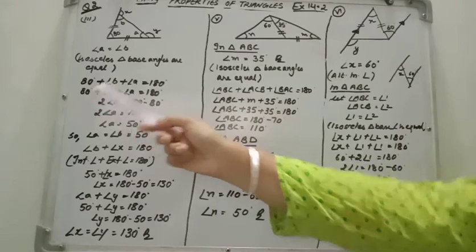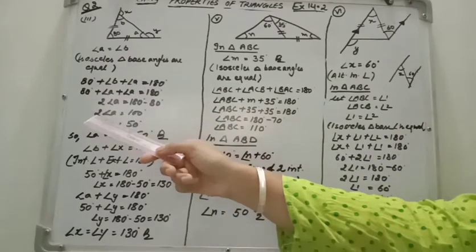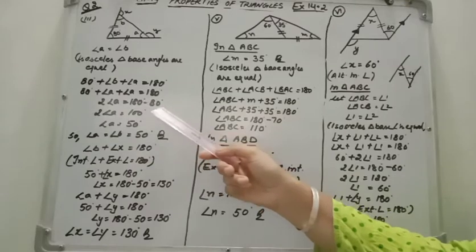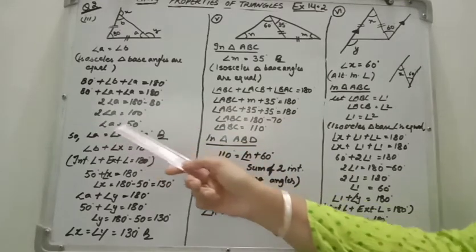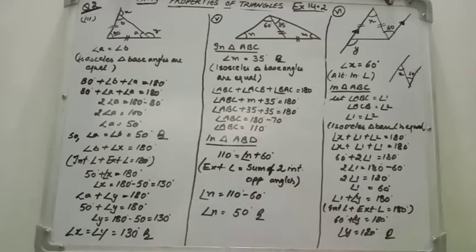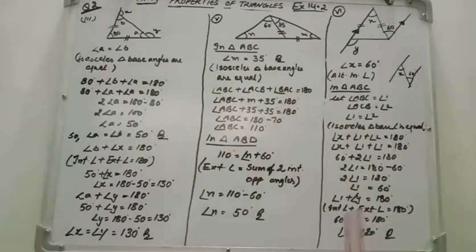So 80 will move to the other side. A plus A is 2A. 180 minus 80 is 100. So 2 moves to the other side, it becomes 50. So angle A is equal to 50. If angle A is 50, then angle B is also 50 because both are equal. So the first answer is done.